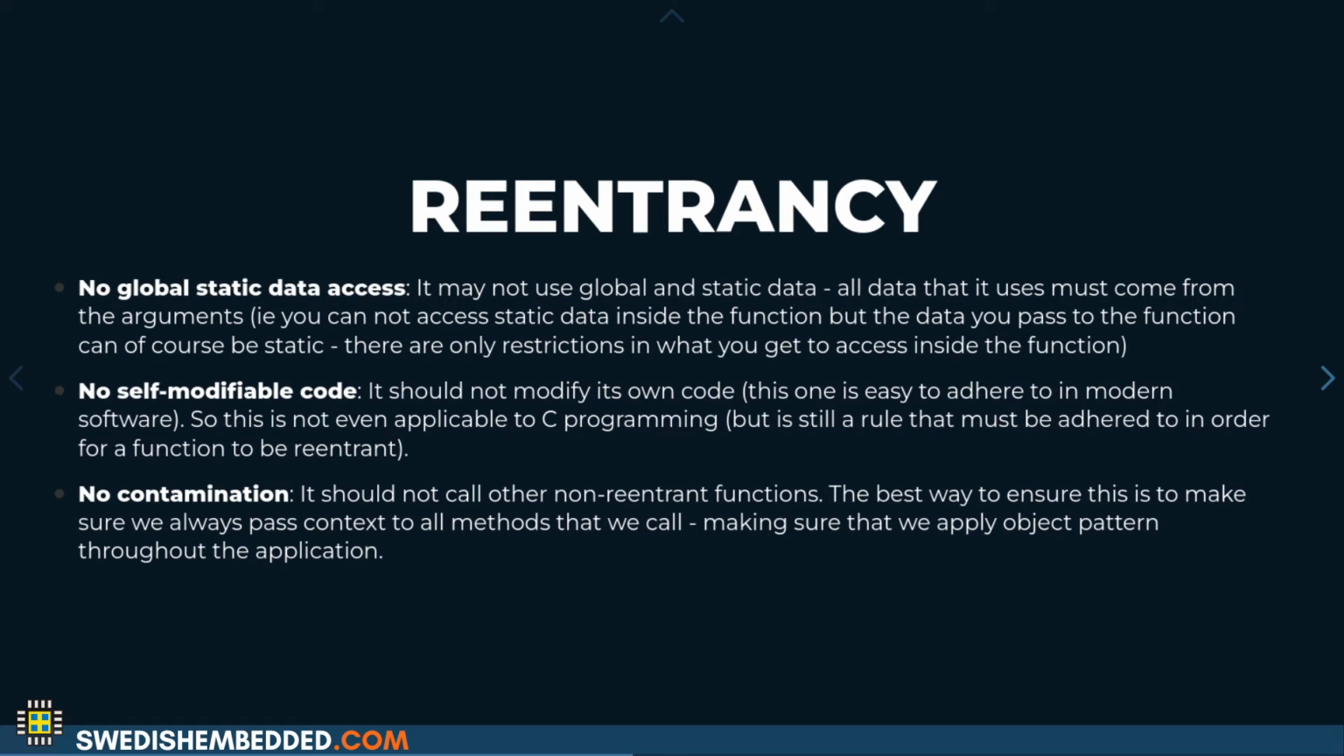Number 2 is that there is no self-modifiable code, which is kind of obvious. We almost never have code that modifies itself. But this is still a rule that needs to be true in order for a function to be reentrant. And your function shouldn't be calling any other functions that are not reentrant. So one of the biggest reasons to apply the object pattern is that you're trying to make sure that your whole software stack is as reentrant as possible, because that helps you then to create code that is thread safe.